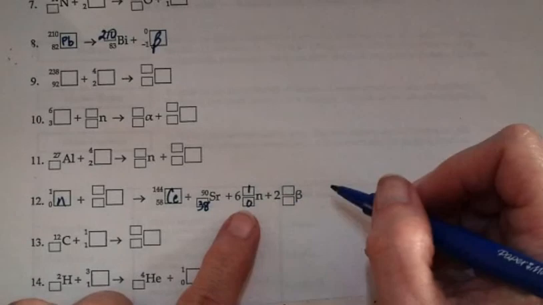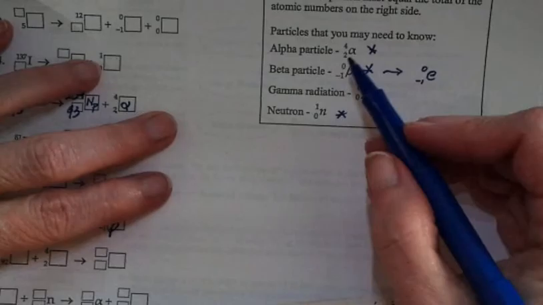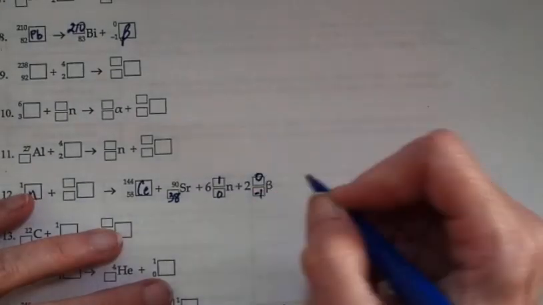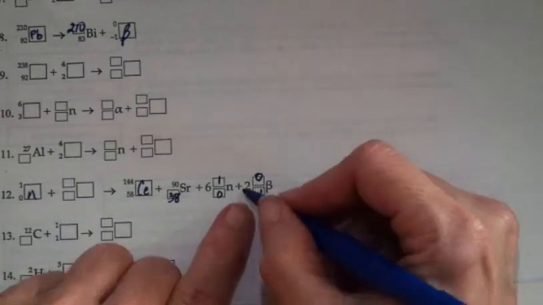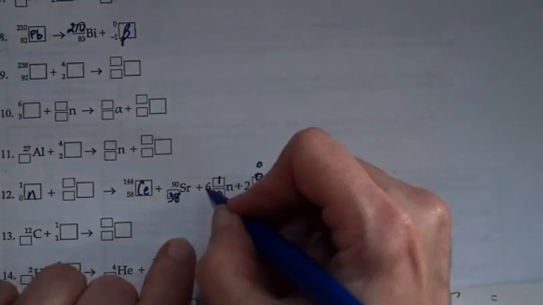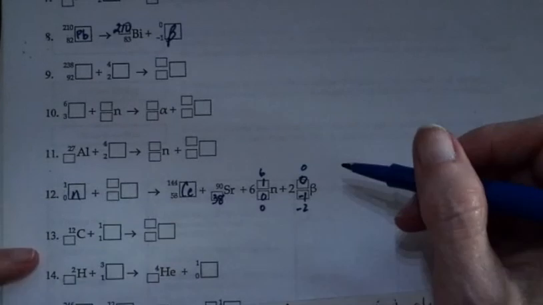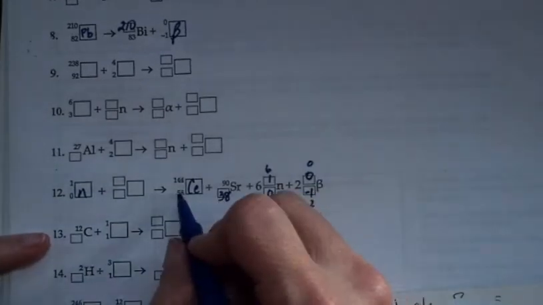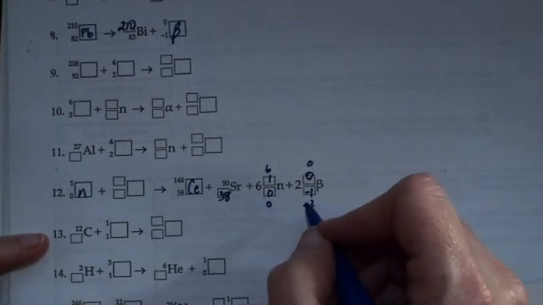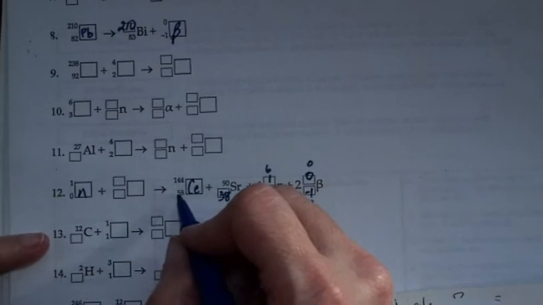How many beta particles do we have? Well, we have 2 of them. And the beta particle is 0 on top, negative 1 on bottom. So 0 and negative 1. That means 2 times this, so we have negative 2 here. We have 0 here. 2 times 0 is 0. 6 times 1 is 6. So when we add these numbers up across the top, we have to incorporate that in here. So now we've got 58 plus 38, y, minus 2. So let's see, that makes this 36. So 58 and 36.